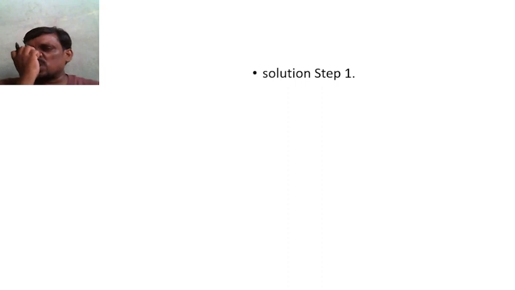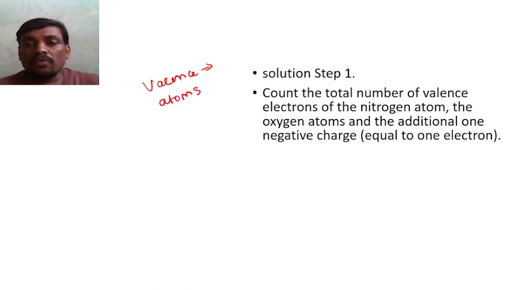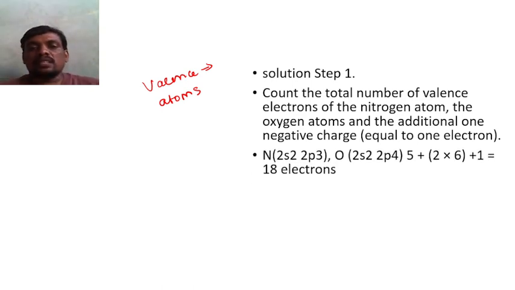Now solution, step 1. What will be the solution for that question? Count the total number of valence electrons of the nitrogen atom, the oxygen atoms, and the additional one negative charge, equal to 1 electron. Now let us take it.